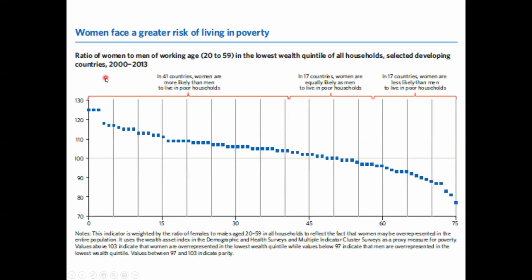All right, so here's a breakdown of poverty a little bit. This is a ratio of women to men of working age, 20 to 59, in the lowest wealth quintile of all households surveyed for developing countries. In 41 countries, women are more likely than men to live in poor households. In 17 countries, women are equally likely, and in 17 countries, women are less likely than men to live in poor households. So in a majority of cases, women are more likely than men to live in extreme poverty. In future goals, that's definitely something to look at: why are women more likely to live in extreme poverty, and what could be done to address that? That's clearly an extra problem, and one that we still haven't been able to solve as much.